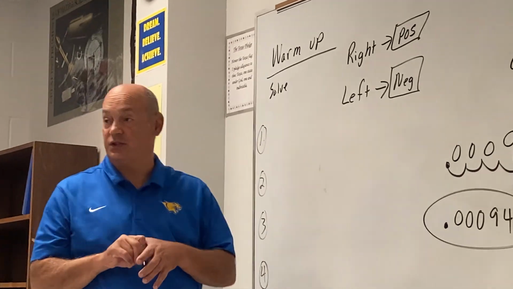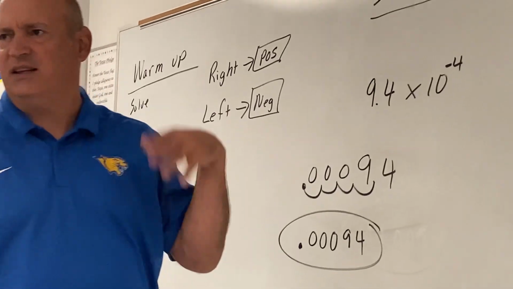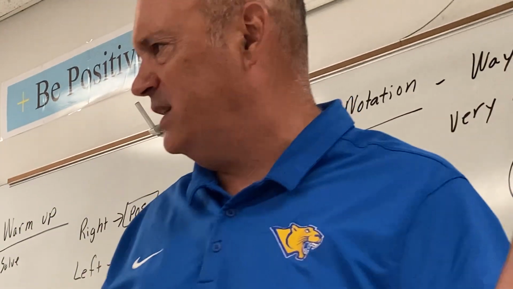Okay, questions? Scientific notation isn't that difficult once you understand the negatives go to the left, the positives go to the right. If there's no decimal in sight, it's to the right. Any questions? All right, you're ready for the homework.